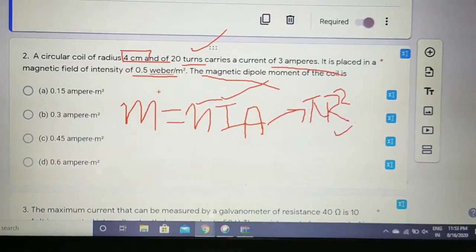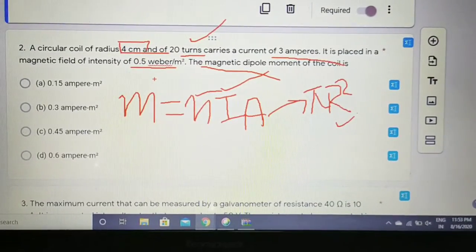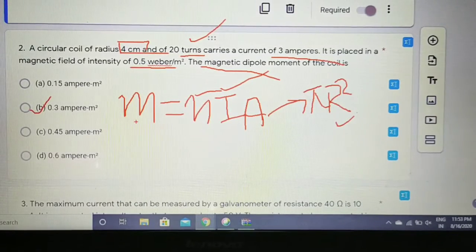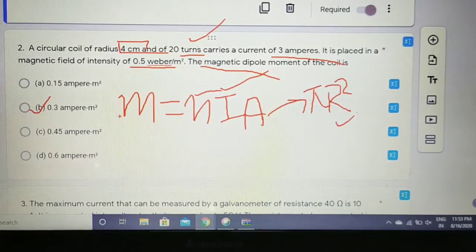Now let us see, what will be the answer? After calculating, you will get the answer as 0.3 ampere meter square. Okay, now let us see the next question.